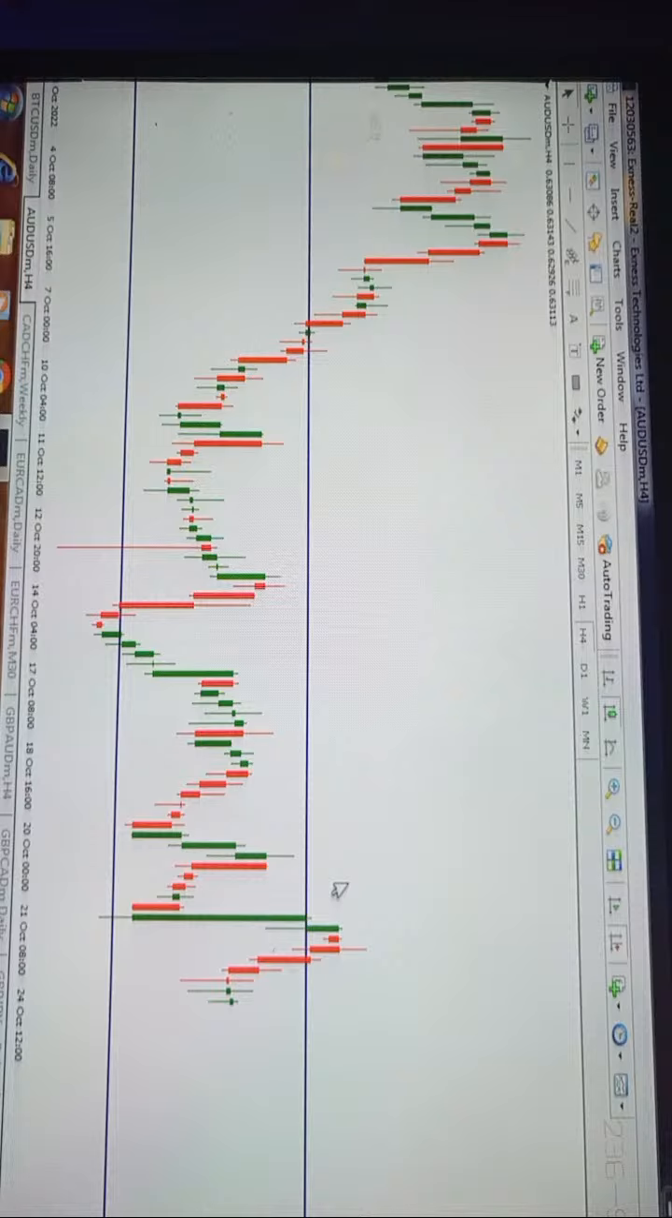Please drop a comment if I'm still audible and if you can still see my screen before I keep moving on again. Please anyone can leave a comment so I can see the screen so I can keep moving on. Because there's something nice about this AUD USD we're analyzing.